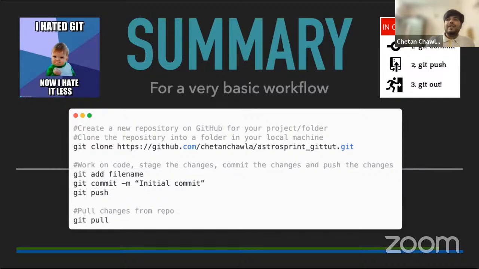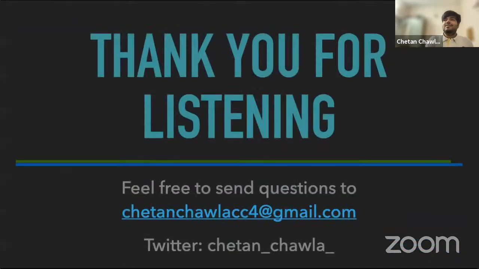And for the summary, we clone a repository if it is already made. We add file names, we commit the changes, we git push those changes. And whenever we are working on another laptop, or if there are any other changes that we made, we git pull it before that. And that's all.